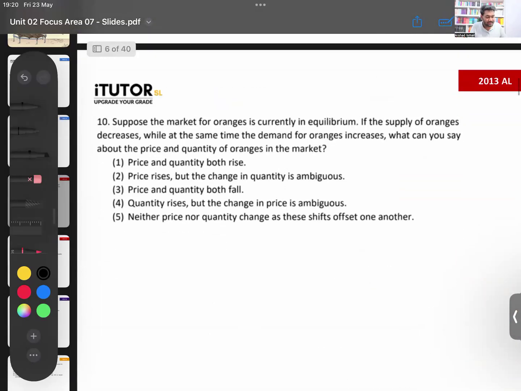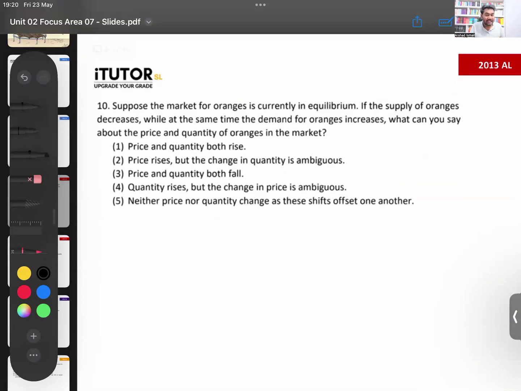Then we go to 2013 A levels, question number 10. They're saying, suppose the market for oranges is currently in equilibrium. That means demand and supply are equal to each other. If the supply of oranges decreases while at the same time demand for oranges increases, what can you say about the price and the quantity of oranges?